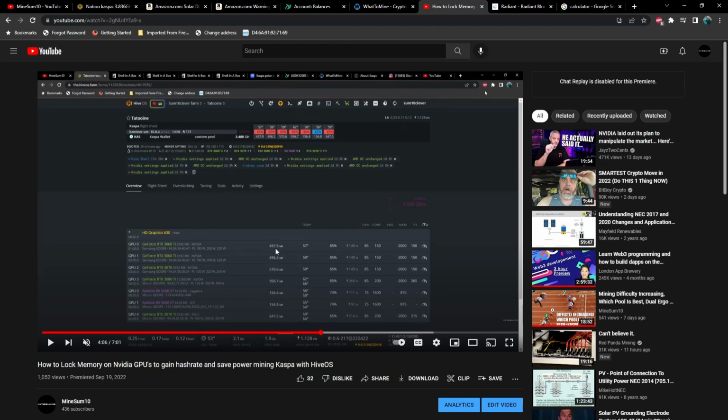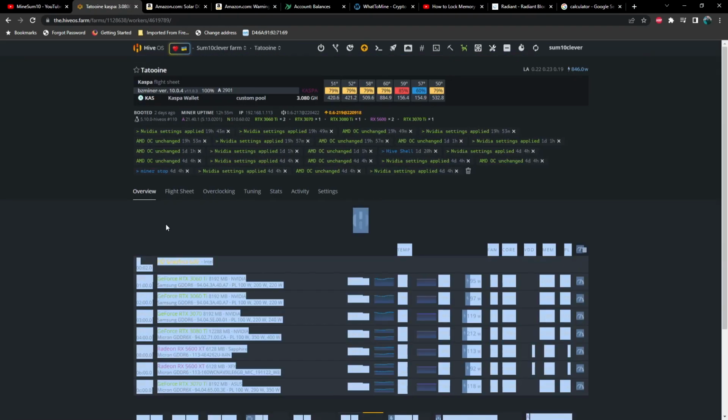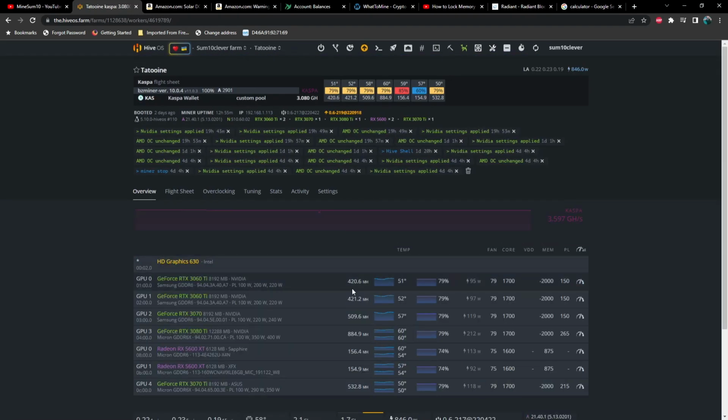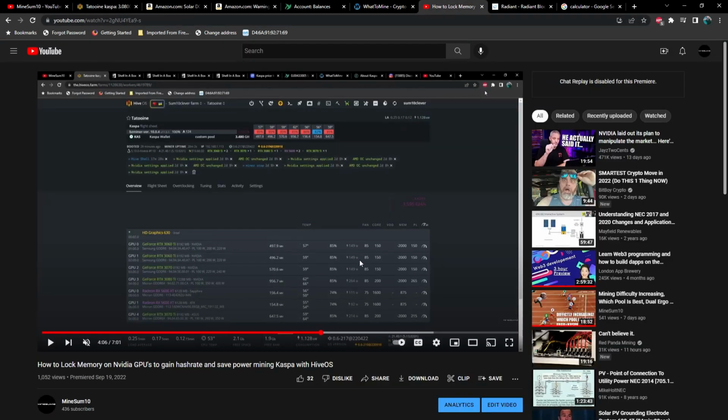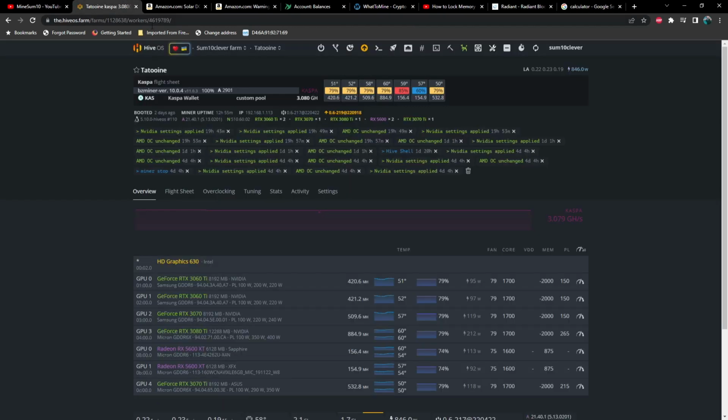Looks like we were getting 497 at 150 watts on a 3060 Ti. So let's compare that rig to what it's doing today. 420 mega hash at 95 watts, which is considerably less than 150 watts. So let's do this one first. 497 divided by 150. Okay, 3.31 mega hash per watt, compared to 420 divided by 95.